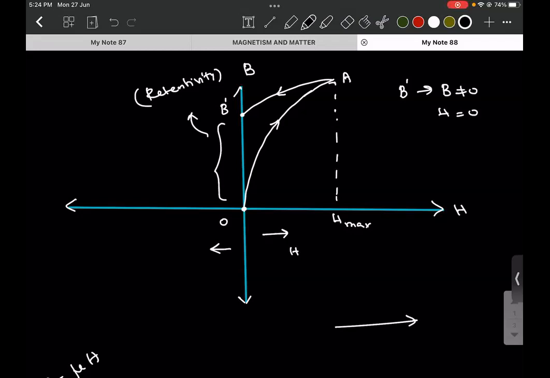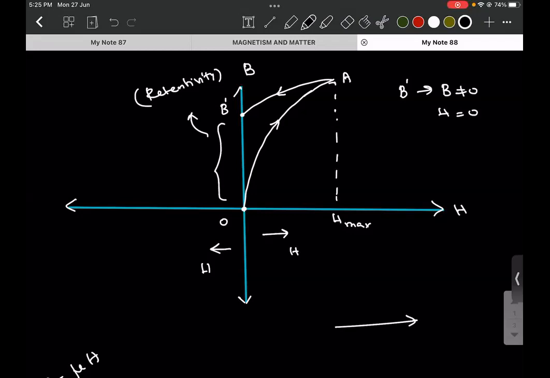Now, by applying the value of H in the reverse direction, what are we trying to say? Means you have reversed the direction of magnetizing field. Now listen to this carefully. If this is a magnetic substance, and if this is the direction of field, then inside the ferromagnetic substance, magnetic induction will also get induced in the same direction.